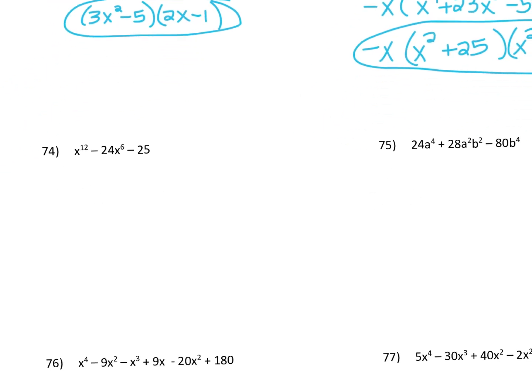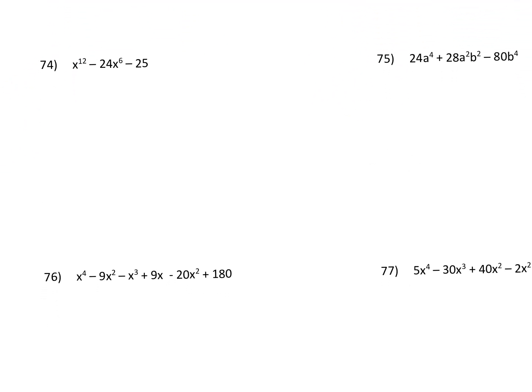All right, so let's take a look at number 74. All right, so we have 3 terms. We have a trinomial, and if you look, there's no greatest common factor we can factor out. Now, we do not need to do the rainbow, right? Because there's a 1 in front of our first term. So we just set up 2 sets of parentheses.